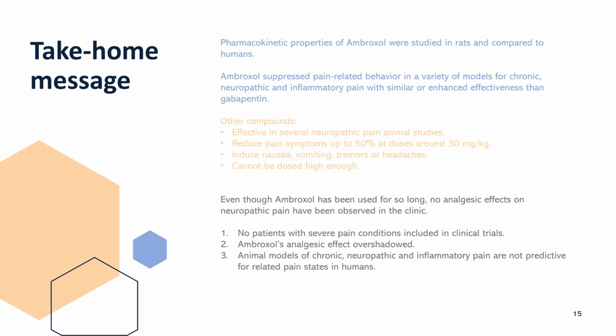Nowadays, there are other compounds shown to be effective in several neuropathic pain animal studies. Some of them can reduce pain symptoms up to 50% at doses around 30 mg per kg. However, they can also induce nausea, vomiting, tremors, or headaches. Thus, in contrast to ambroxol, these compounds probably cannot be dosed high enough in the clinics to achieve the analgesic effects observed in the laboratory animals.